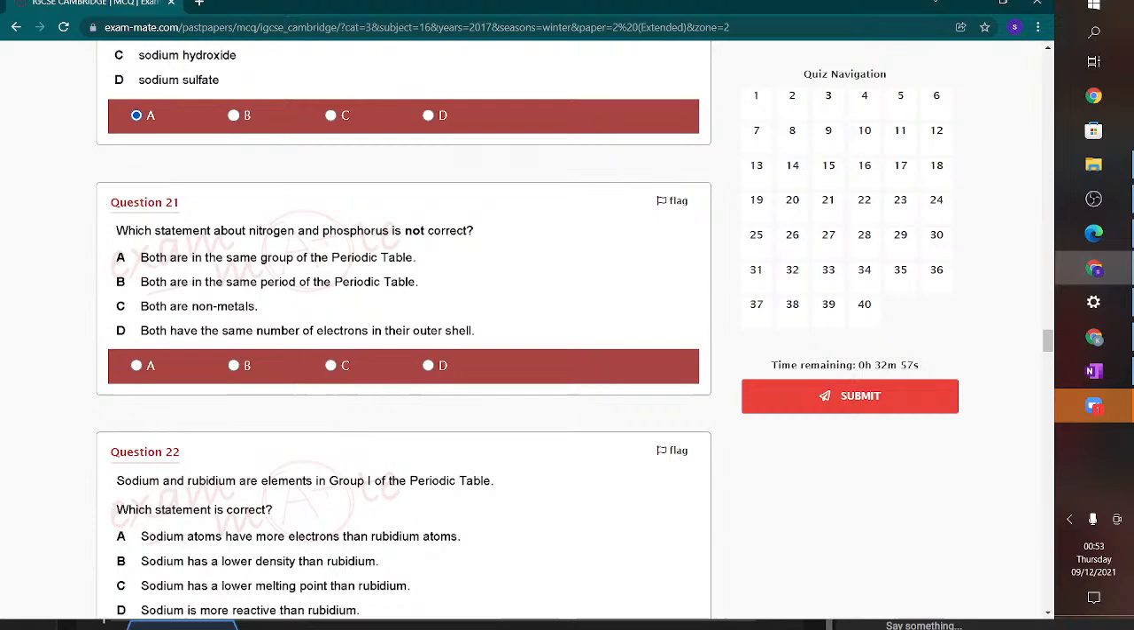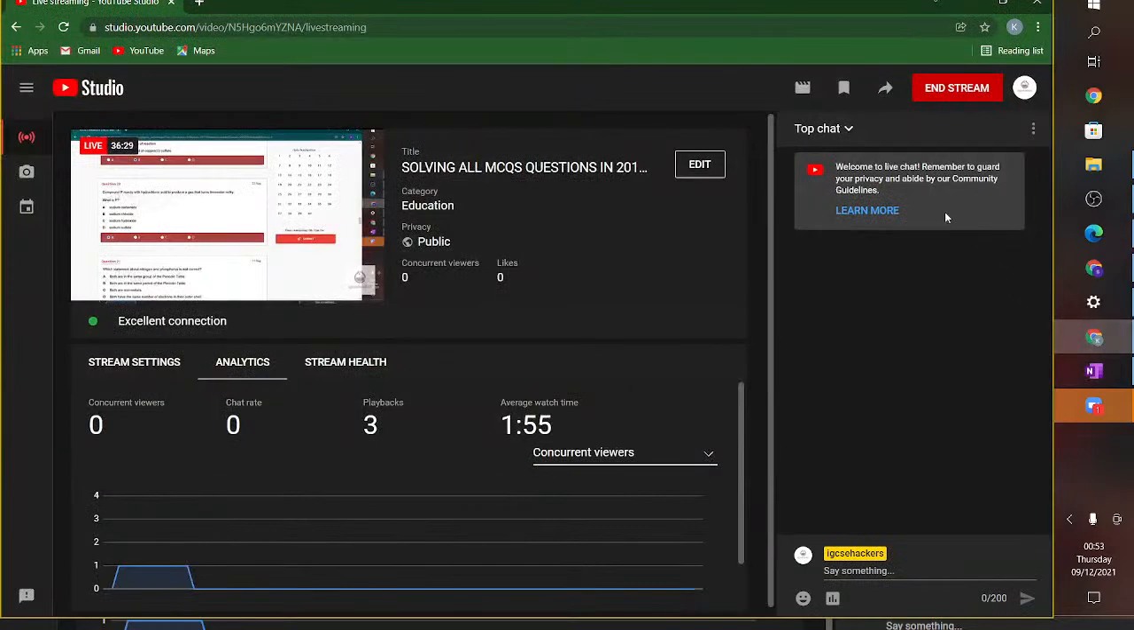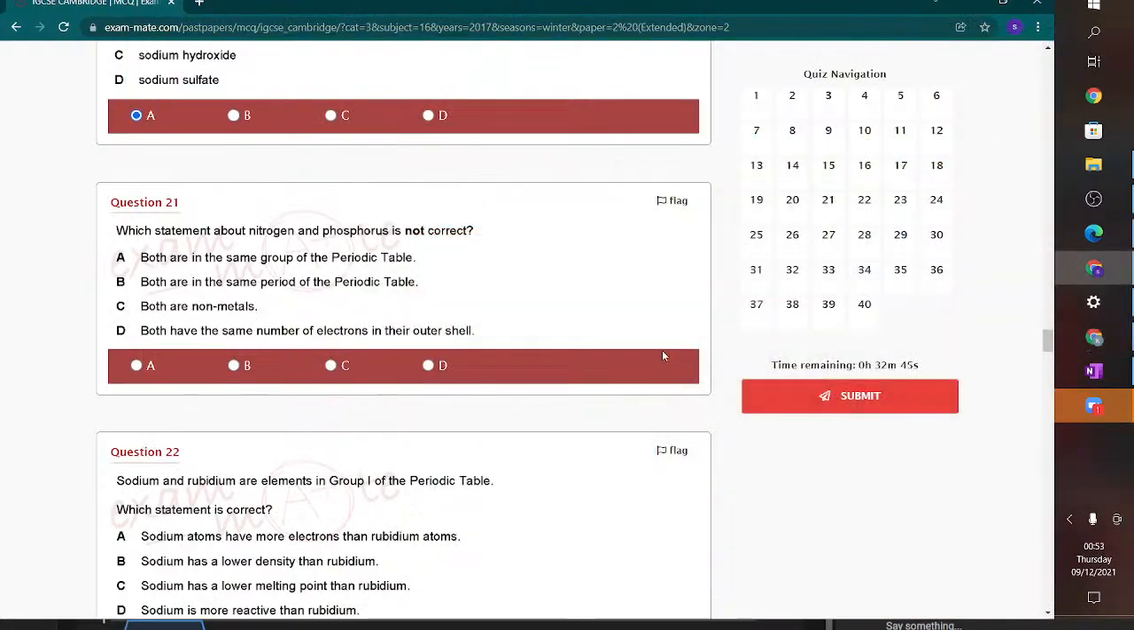Which statement about nitrogen and phosphorus is not correct? Both are non-metals. Both have the same number of electrons in the outer shell. Wait, the periodic table. Yeah, they have the same number of electrons in the outer shell. They are in the same period and they are in the same group. They cannot be in the same period, but yeah, they're in the same group.